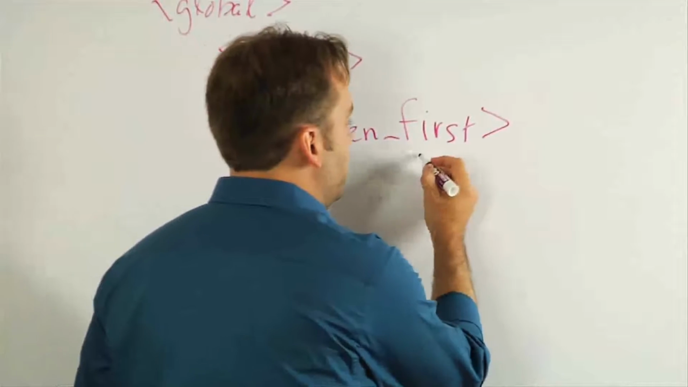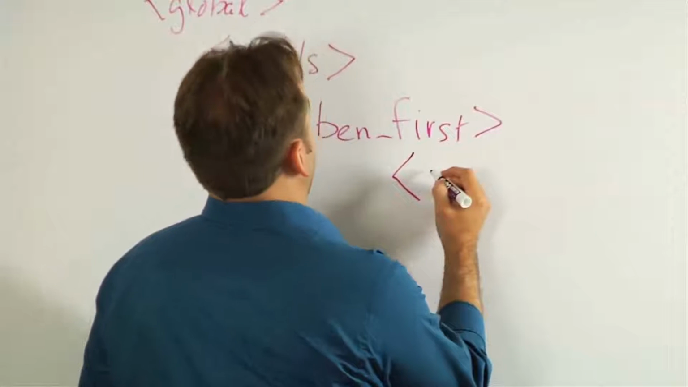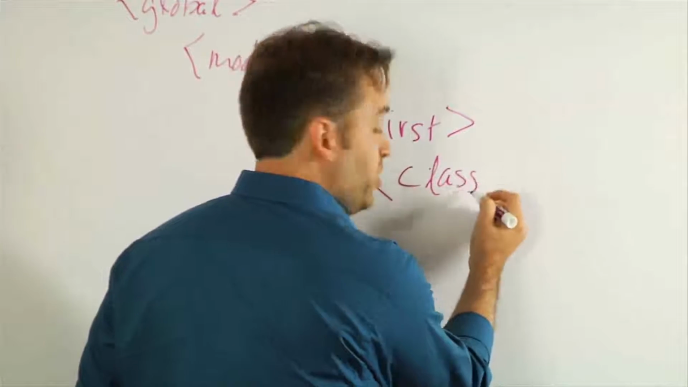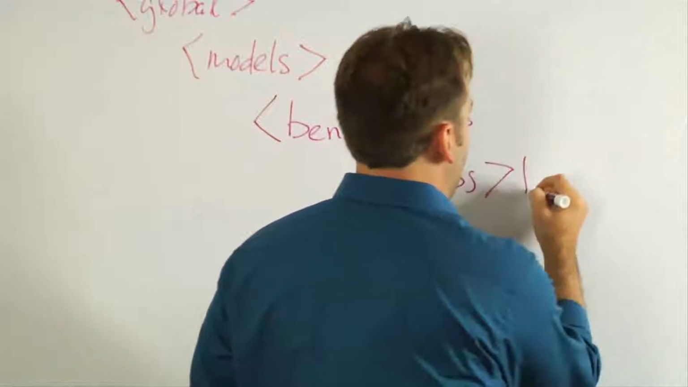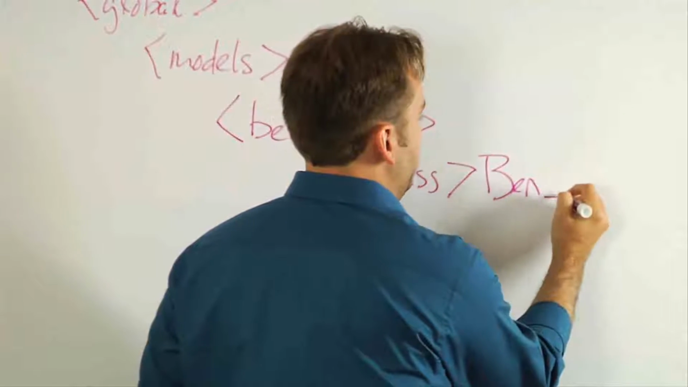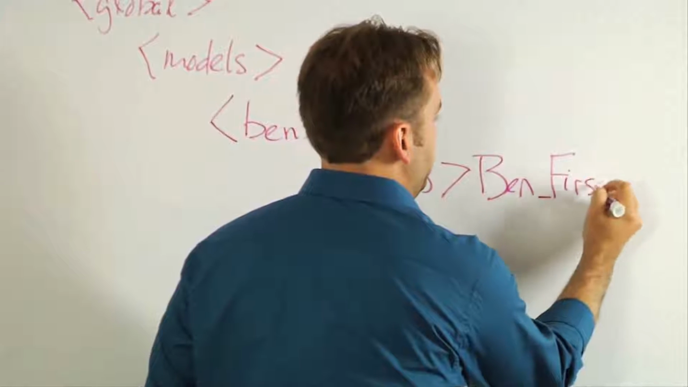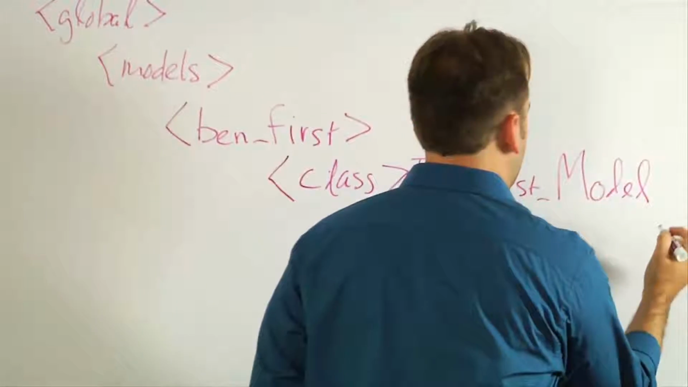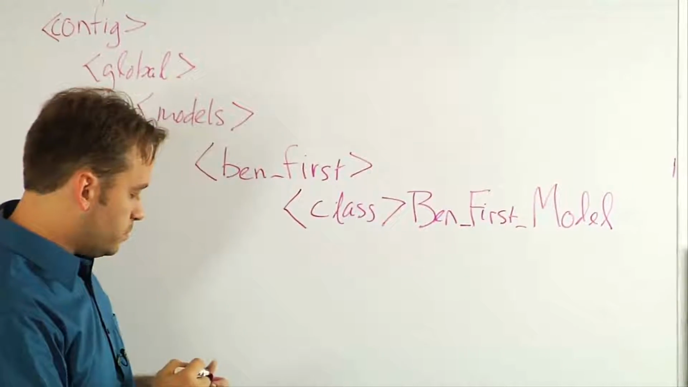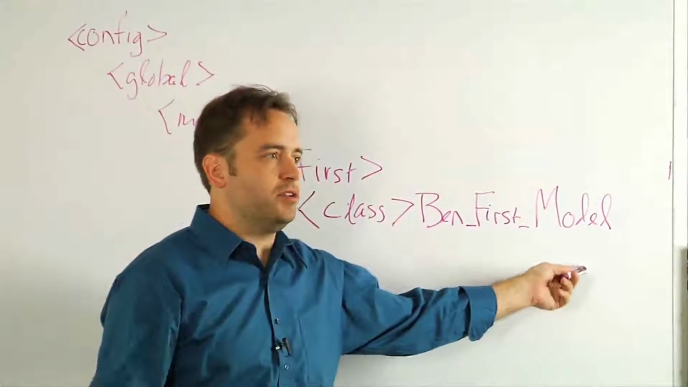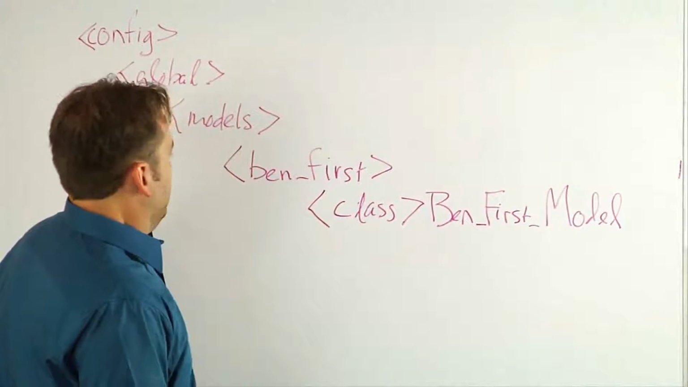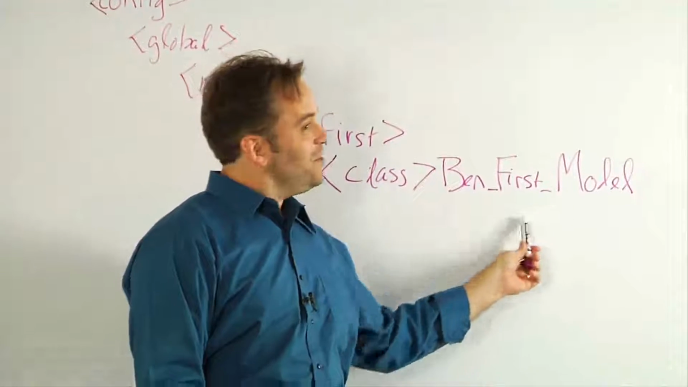So of course then in here I would specify, thank you, class. And then of course Ben first model. Okay? Just because I want to do like everyone else in Magento and keep my models in a model folder. And this is the path, remember?